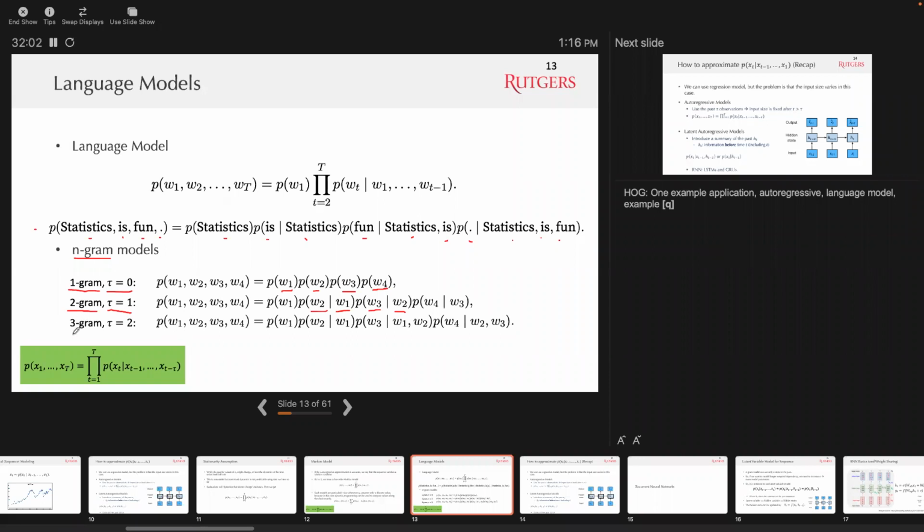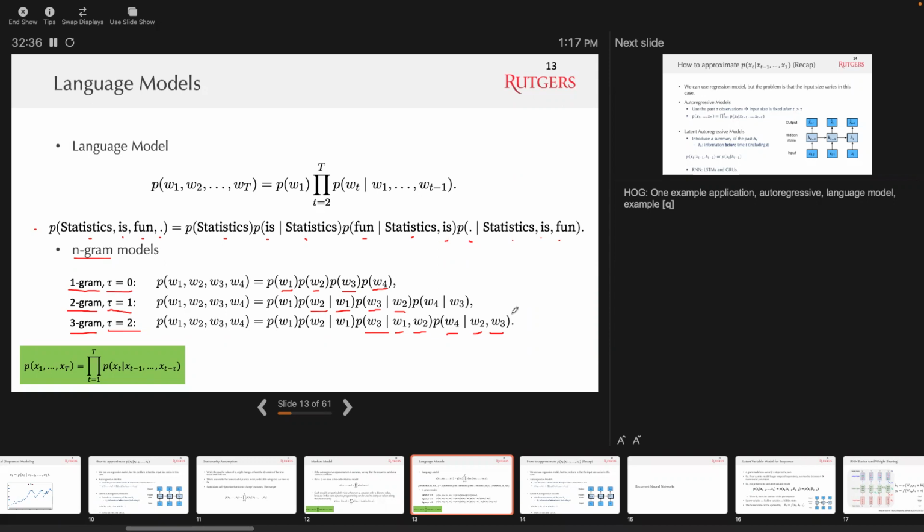And you can also go further to say that you have the 3-gram model, which is equivalent to the second order Markov model. Here you can see that in order to model W3, you need to condition on W1 and W2. And to model W4, you condition on W2 and W3. So this is the autoregressive language model. It's a more concrete example.